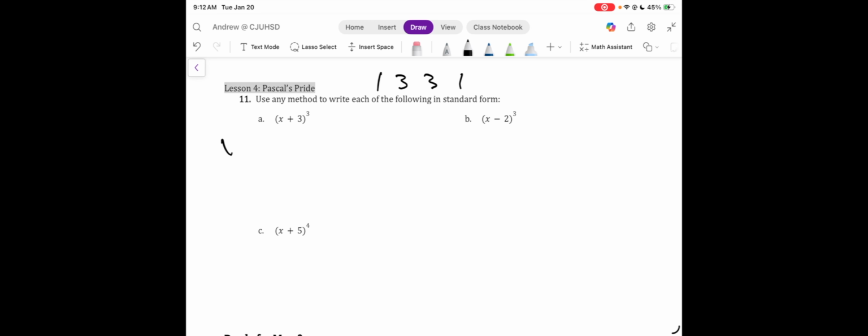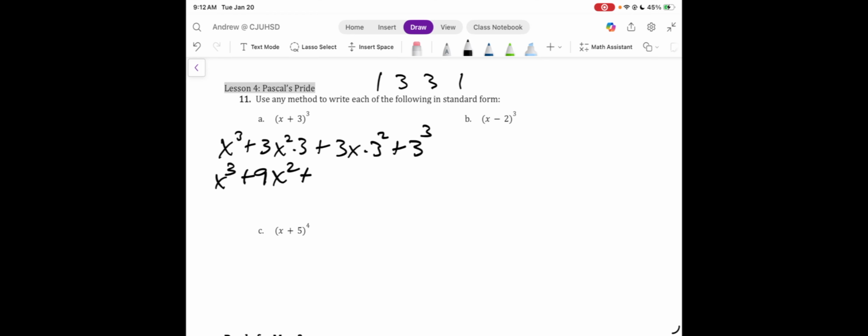So it's going to go x to the third and then 3x squared times 3. See, 3 has made its appearance now. Then another 3 from the table, x goes down to 1, and 3 gets squared now. And finally, we end with the 3 being cubed. That's x cubed plus 9x squared plus 27, 3 times 9, x plus 27.